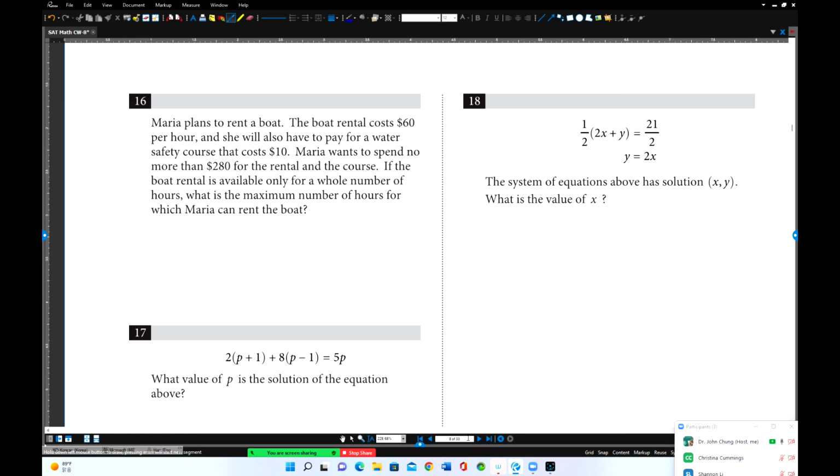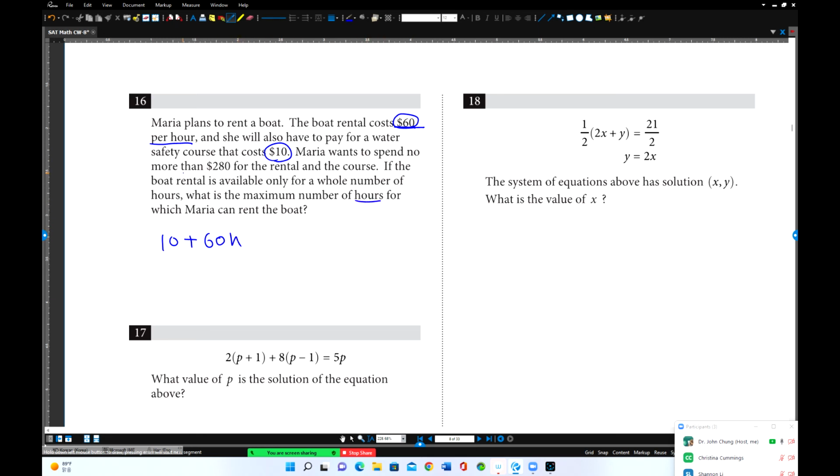Alright, the boat rental cost is $60 per hour. That is the rate, per hour. It depends on the number of hours. If 2 hours, it's going to be times 2. She will also have to pay for a water safety course. That is a one-time fee, right? 10 plus 60 times the number of hours, H.